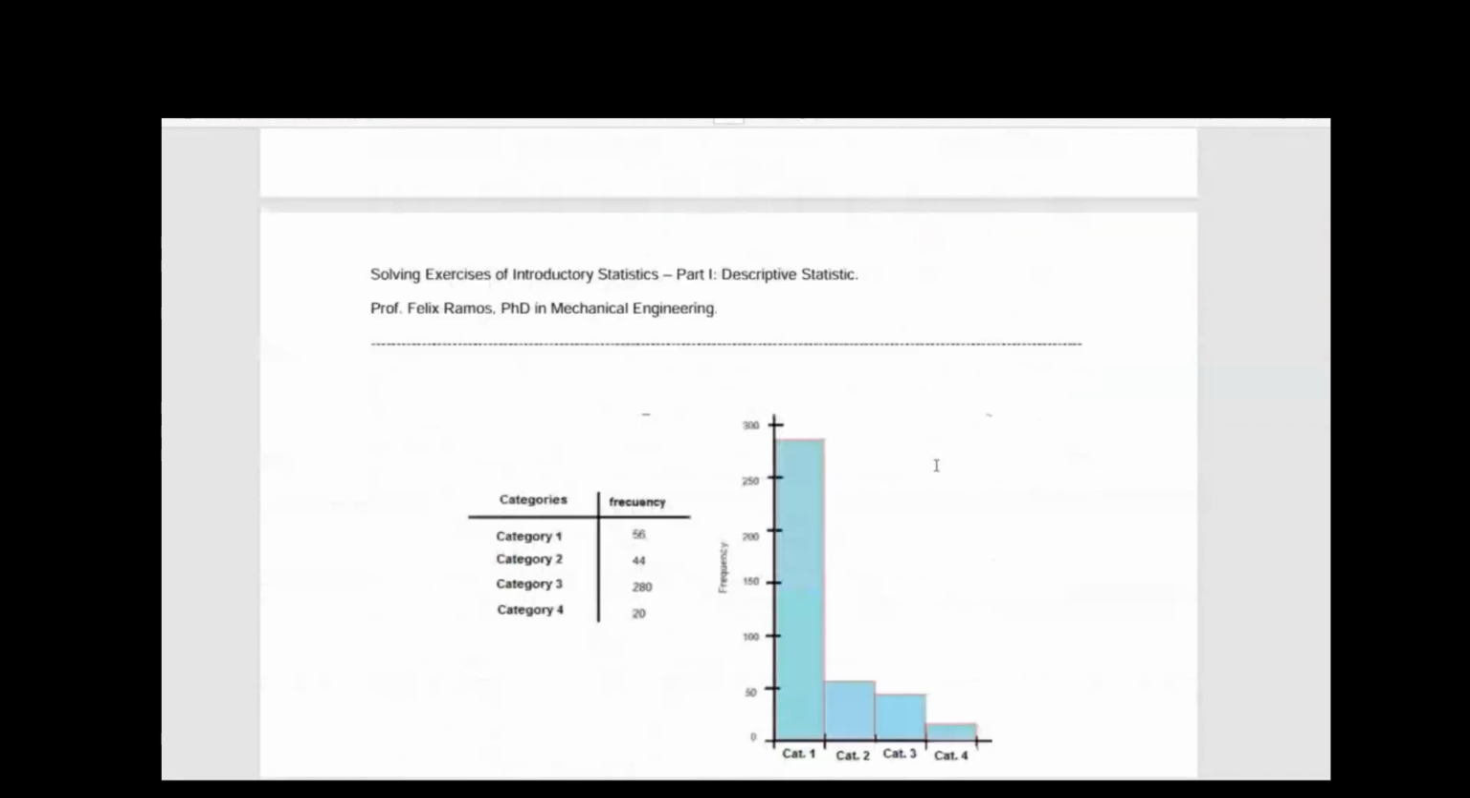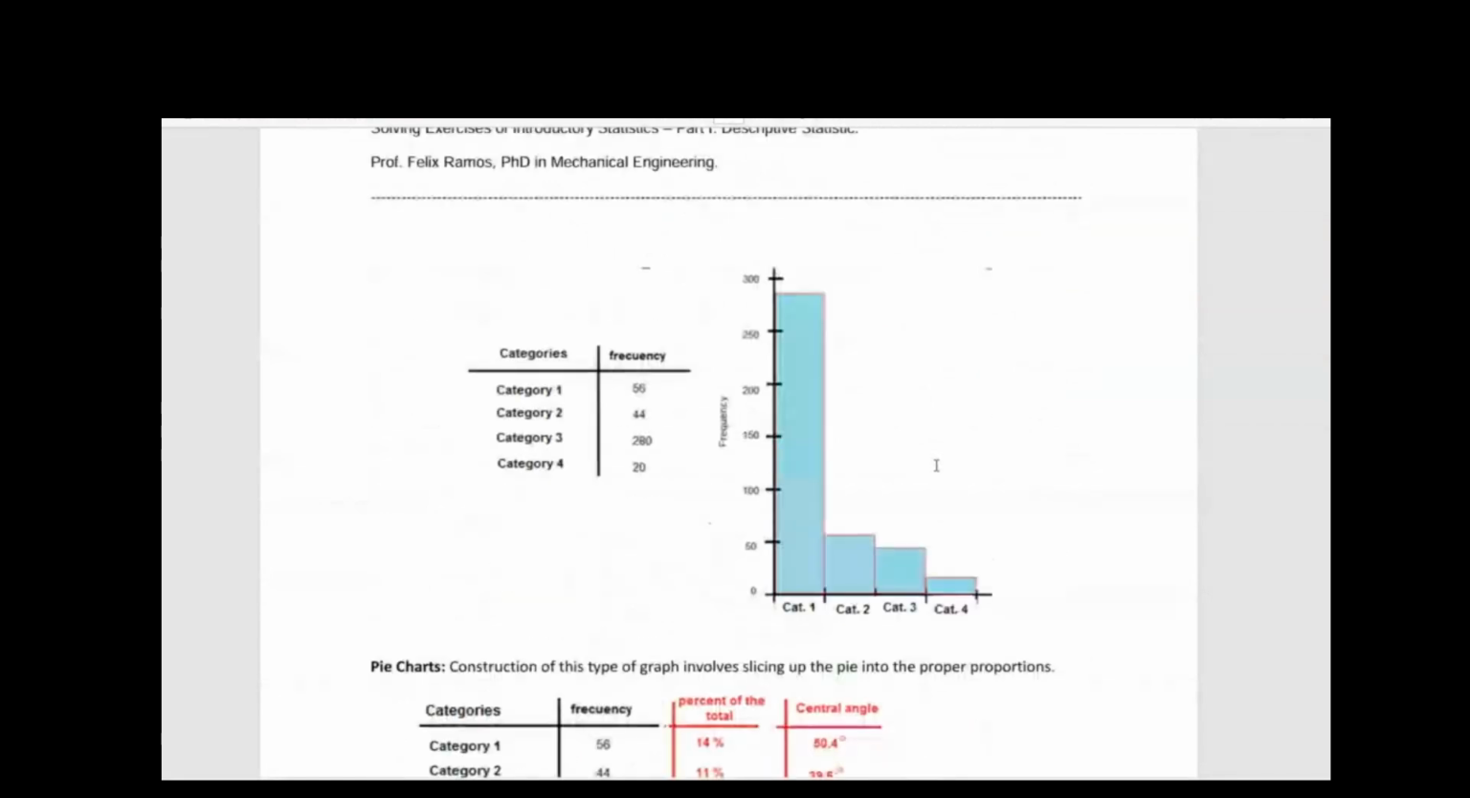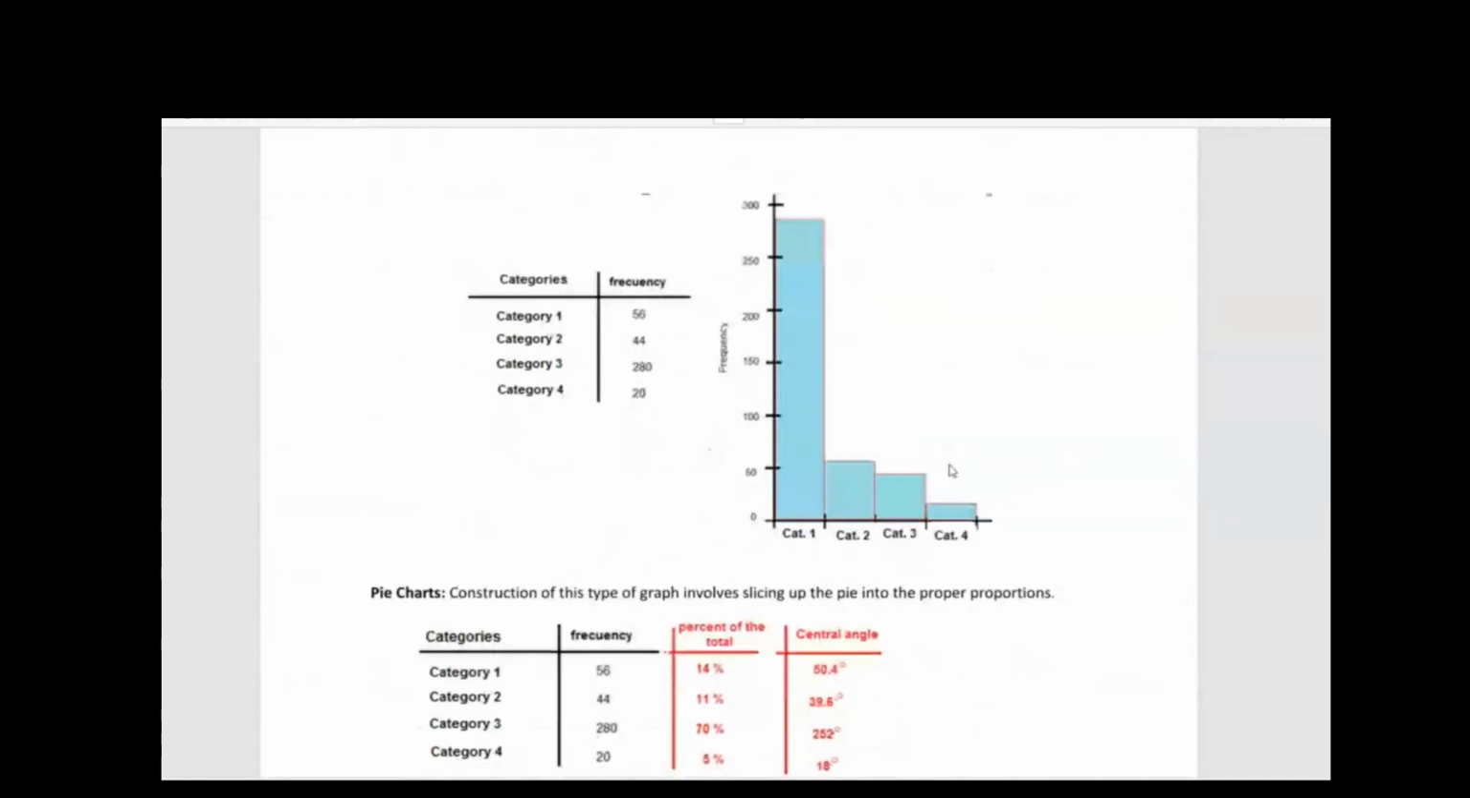So suppose that you have 4 categories and you want to construct a Pareto chart, and the 4 categories you have is category 1 have a frequency of 56, category 2 have a frequency of 44, category 3 have a frequency of 280, category 4 have a frequency of 20. Well, you will start from the category with the highest frequency, to the categories with the other frequency.